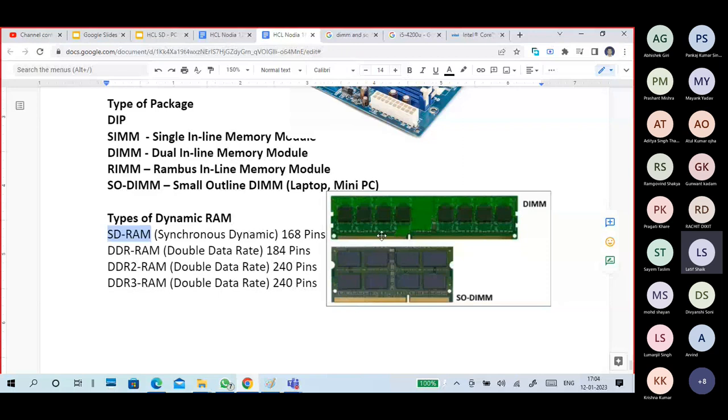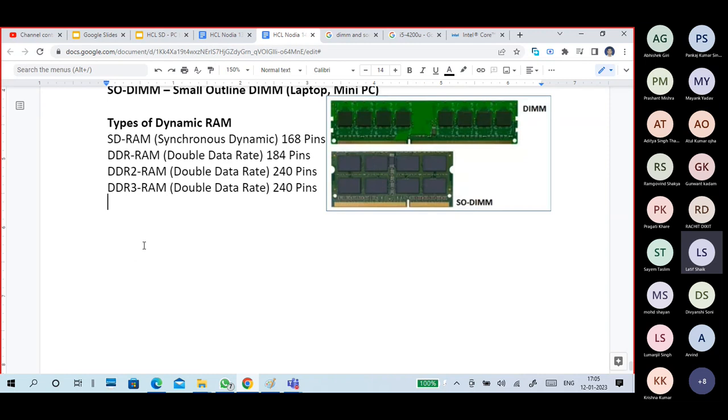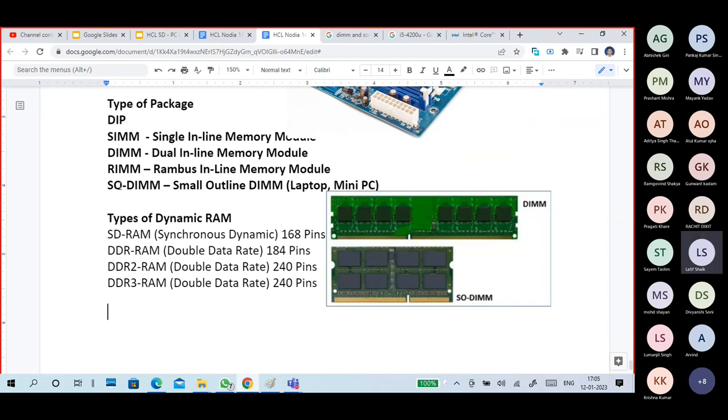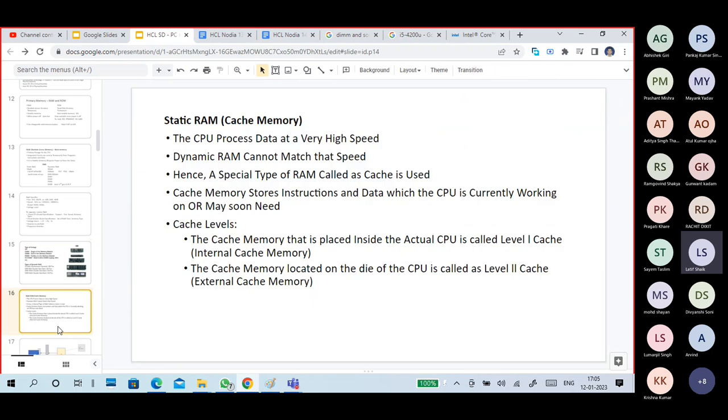Each RAM, guys, has a number of pins and there is a notch. If you want to insert a RAM in a DDR3 RAM slot, and you want to put a DDR4, you cannot insert it. So you cannot insert a DDR3 RAM in a DDR4 slot or a DDR4 RAM in a DDR3 slot. That is a unique setting. Again, SODIMM packages mean laptops and mini PCs. DIMM packages are mostly for desktop purposes. That's the point I tried to say.